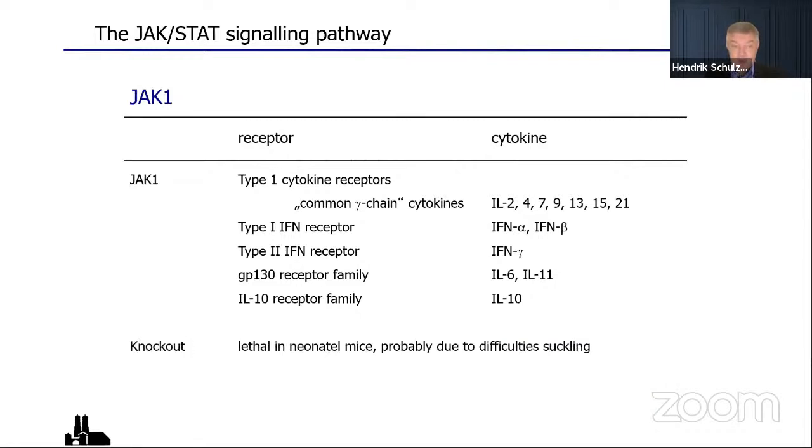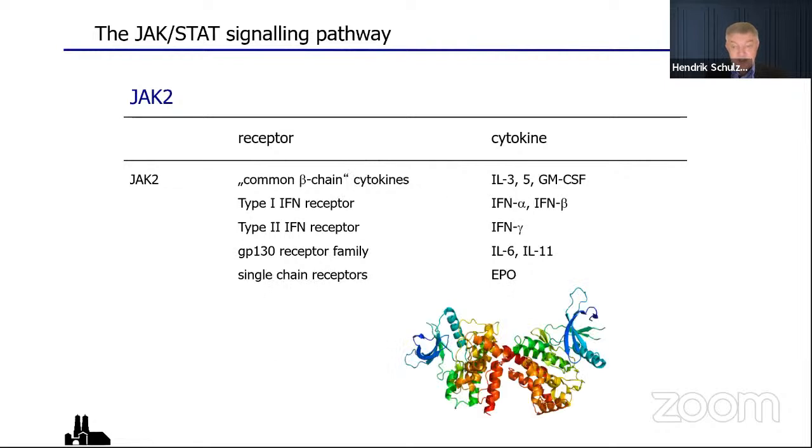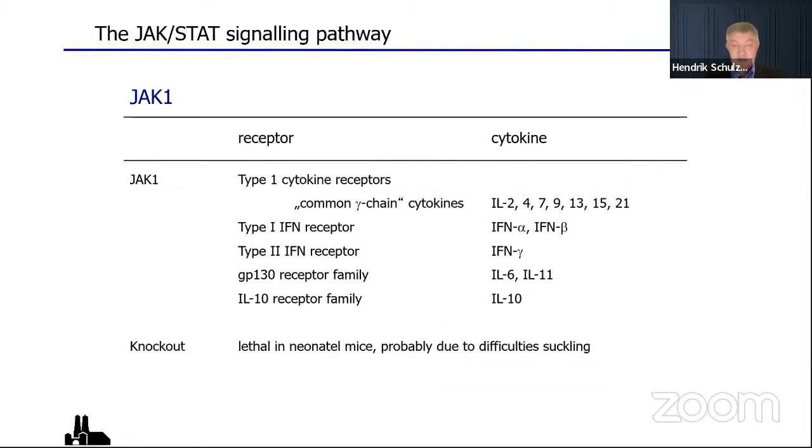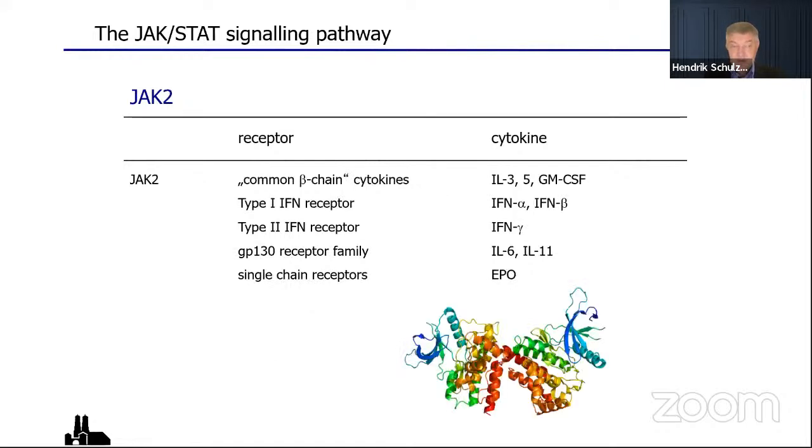If you knock out JAK1, you find something that you had not experienced before, or even thought of, because it's lethal in neonatal mice just after birth, because these mice apparently have difficulty in suckling, meaning that JAK1 is not only involved in transferring signal transduction in inflammation, but also in other areas of the homeostasis of the body.